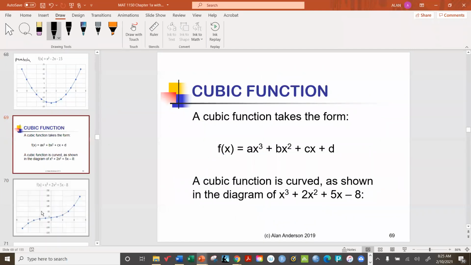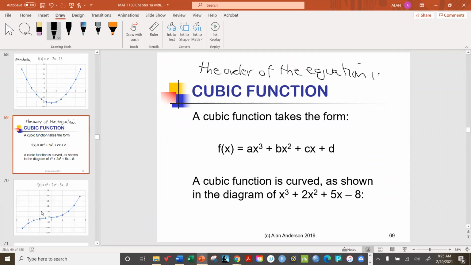Now, cubic function. So here the order of the equation is clearly 3. And all I mean by that is that the highest exponent is 3. And of course, we have to make sure that a is not equal to 0, otherwise it reduces to something simpler. Now, this kind of graph is very difficult to visualize. The shape can be very different depending on the magnitude of those coefficients as well as their signs.